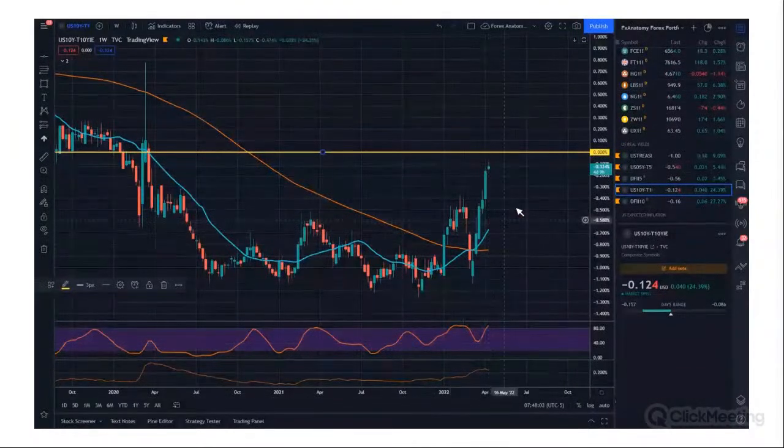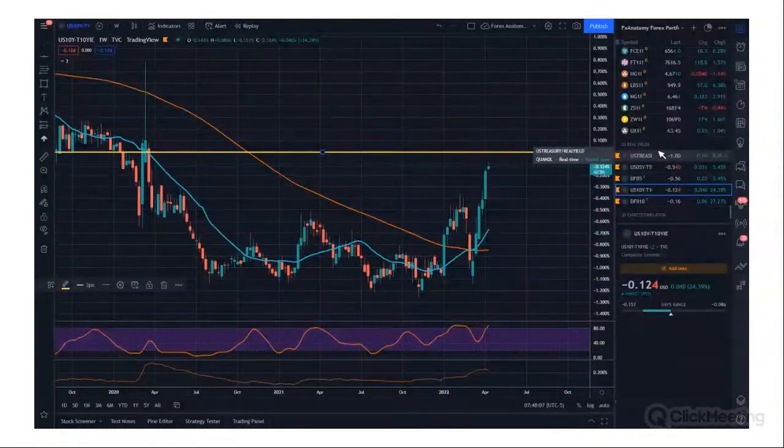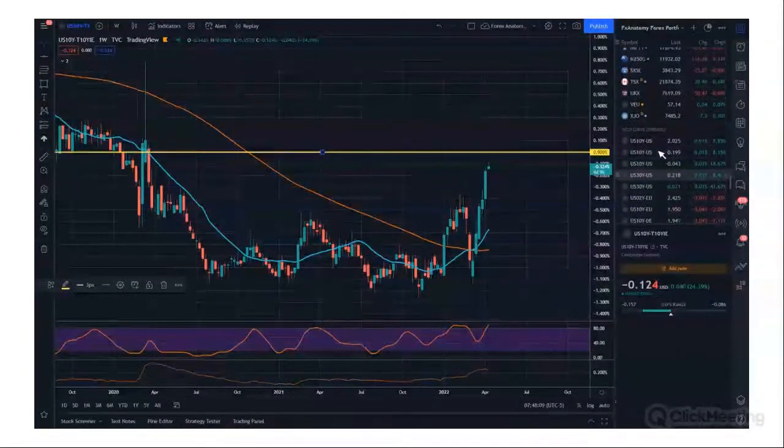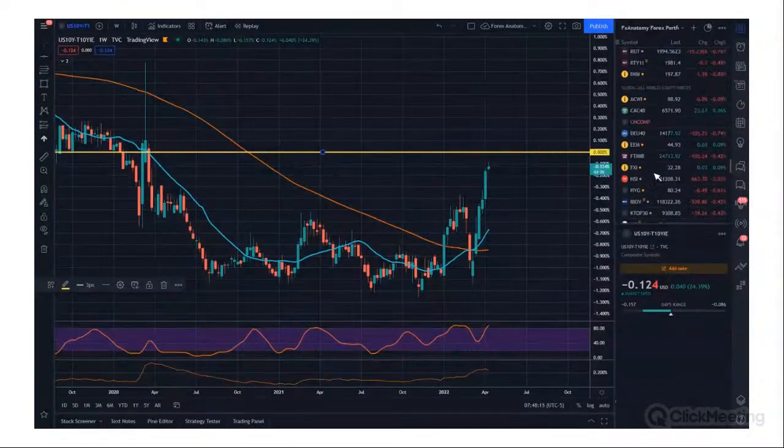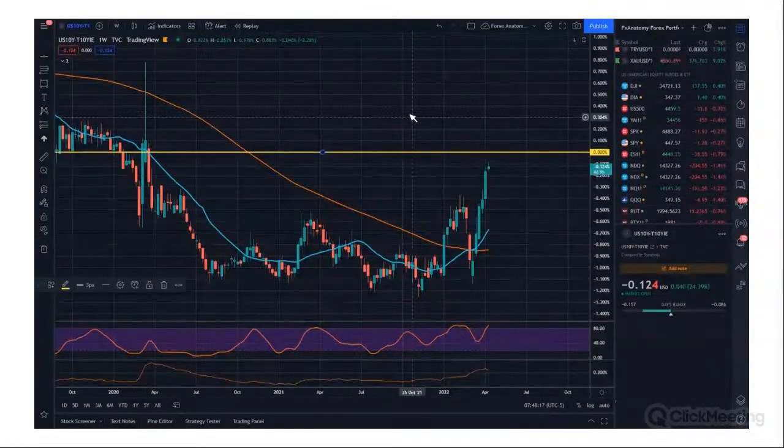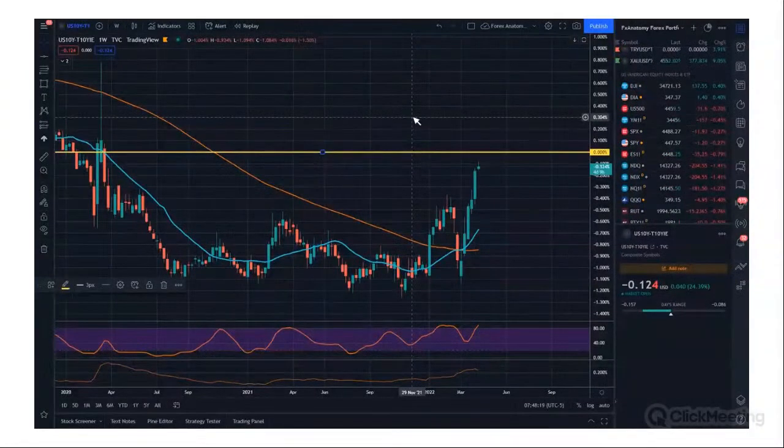And we saw that supporting the U.S. dollar. We see that supporting, well, I should say the U.S. dollar versus the Japanese yen, and we see yen weakness across the board. But yeah, this is what we see.